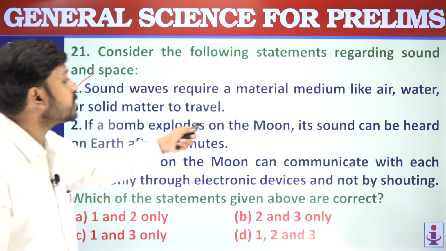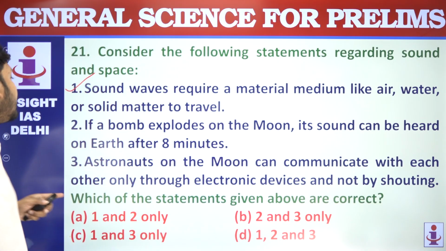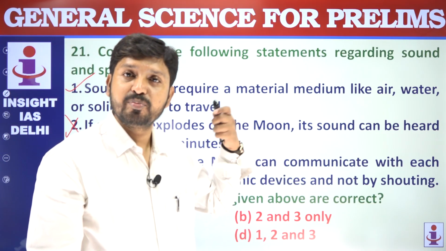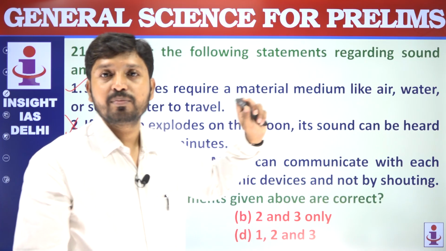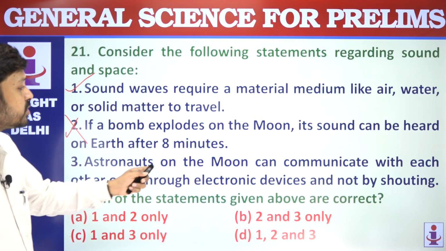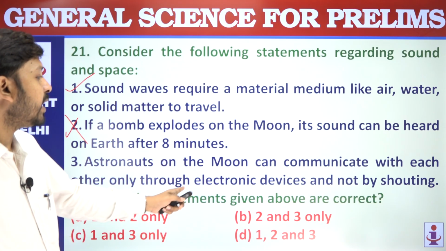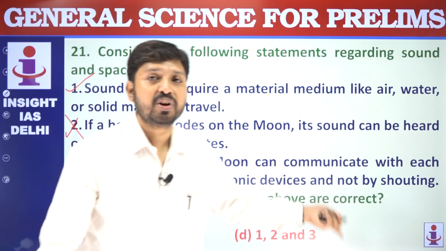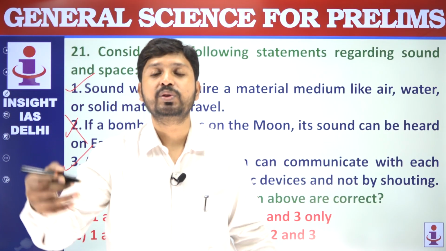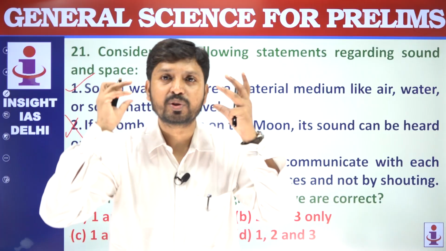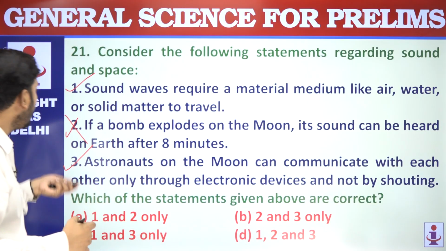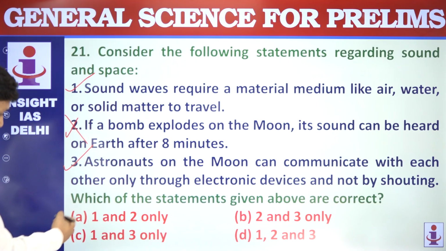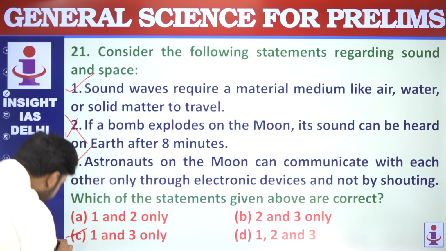Second one: if a bomb explodes on the moon, its sound can be heard on the earth after 8 minutes. No, because we just saw sound is a mechanical wave and a medium has to be there. On the moon there is no medium, so we cannot hear. Third: astronauts on the moon can communicate with each other through electronic devices and not by shouting. This is the right statement, because shouting needs a medium, so they use electronic devices in their helmets to talk to each other. So 1 and 3 are correct, the second is wrong. Where are 1 and 3 together? C is the answer.